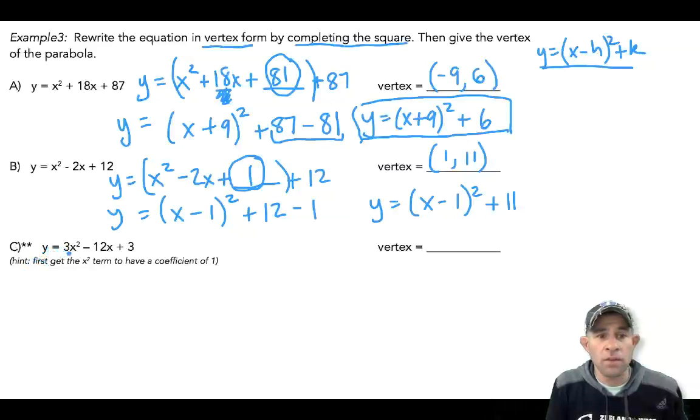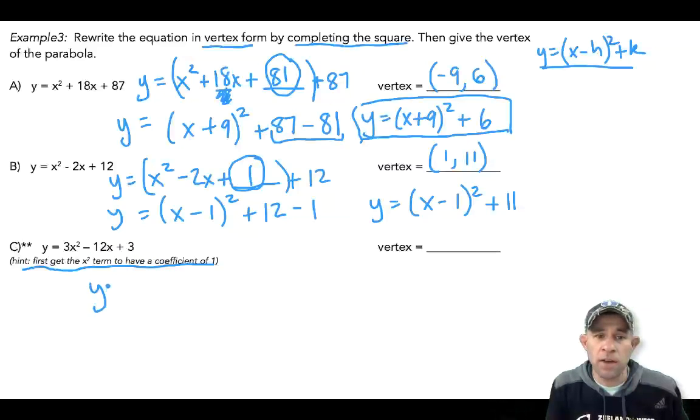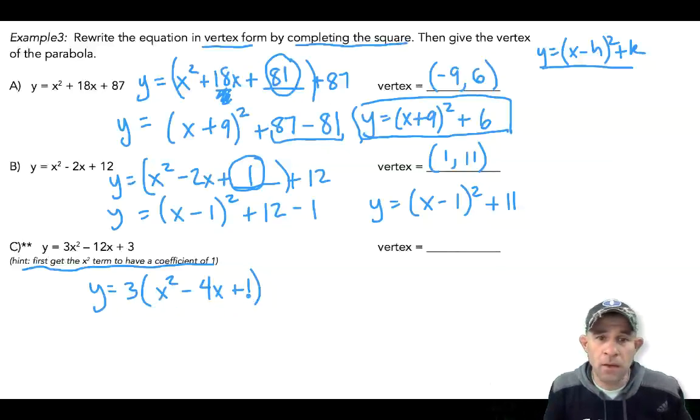All right, for example C now, we have a little bit more of a difficult case. We see that we have a 3x squared minus 12x plus 3. So it says here, we first have to get the x squared term to have a coefficient of 1. We see that it has a coefficient of 3, so what we can do is factor out that 3. Think of factoring out as like the reverse of distribution. So if I pull a 3 out of each one of those terms, I'll be left with x squared minus 4x plus 1. Okay, now we can proceed just as we did in the previous examples.